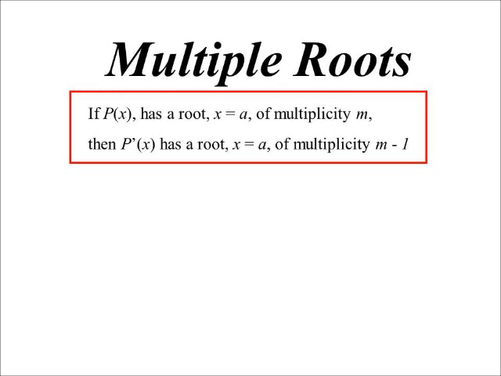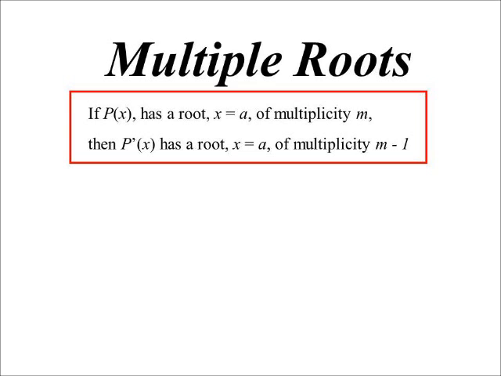Multiple roots. There is an easier way of finding multiple roots other than continually using the factor theorem again and again. It's a lovely little result. If a function has a multiple root, let's say its multiplicity is m, then the derivative will have that same root, but its multiplicity will be one less. So if a function's got a double root at a particular point, then its derivative will have a single root at that same point.